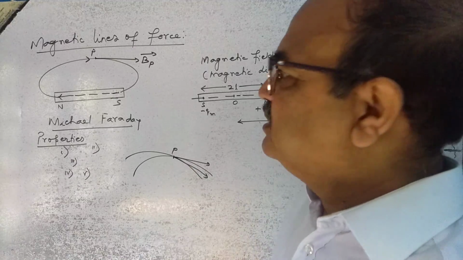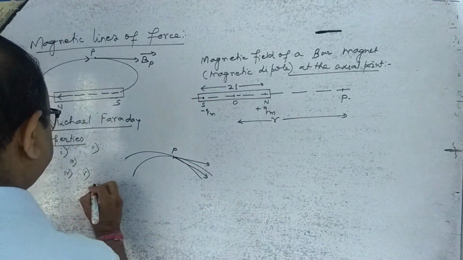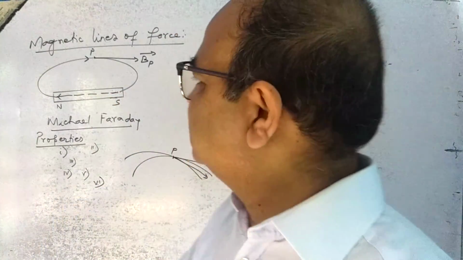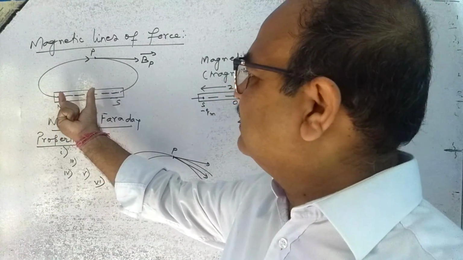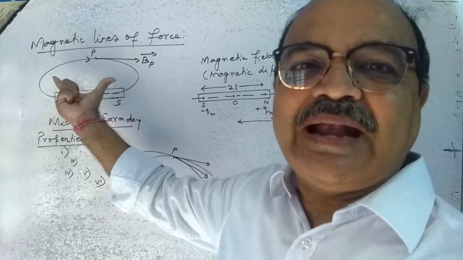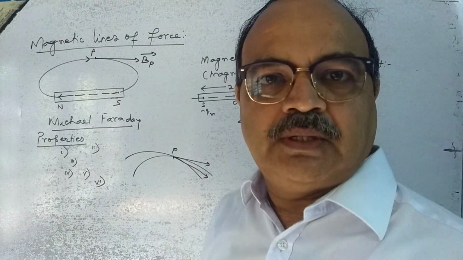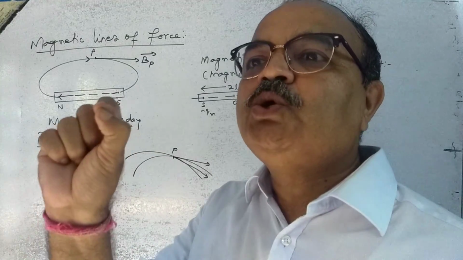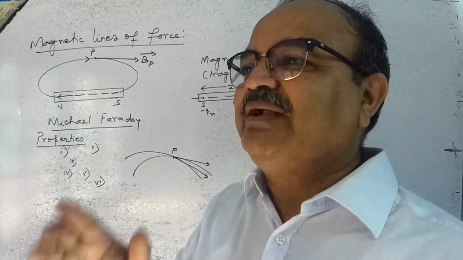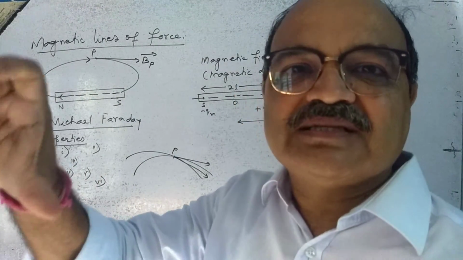I hope you understood these important properties. One more property I add. Sixth, magnetic lines of force have a tendency of longitudinal tension. That means they expand lengthwise and contract sideways. So they have a tendency to expand lengthwise, longitudinally, and contract sideways.